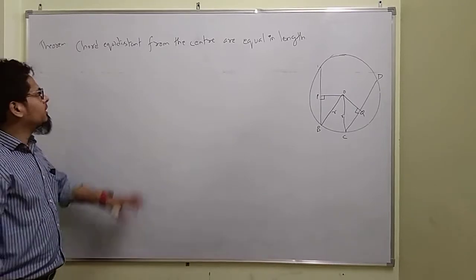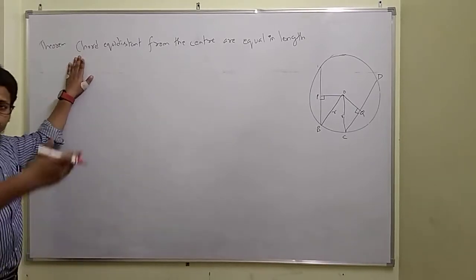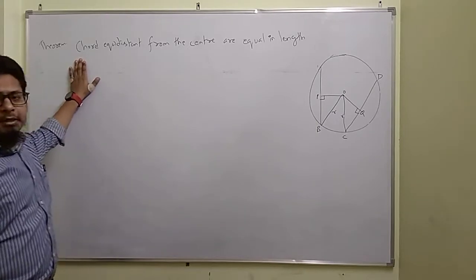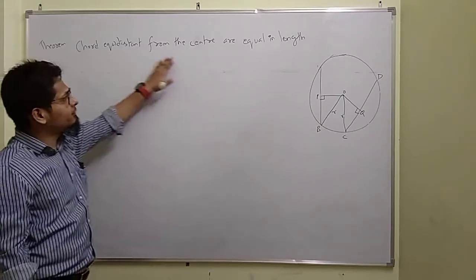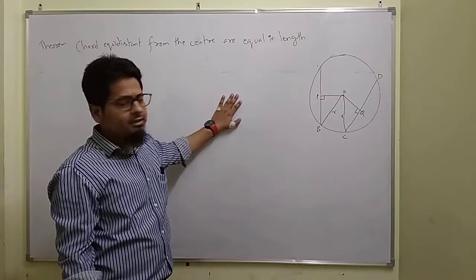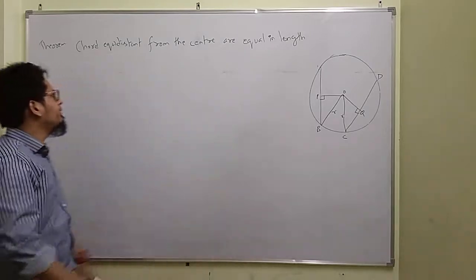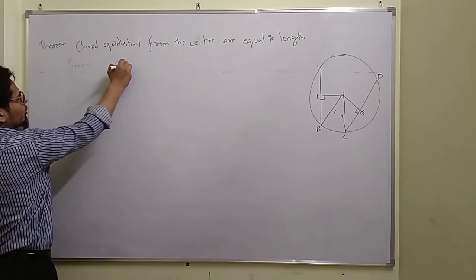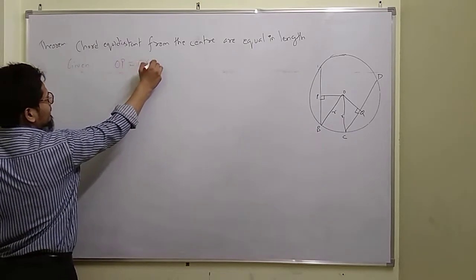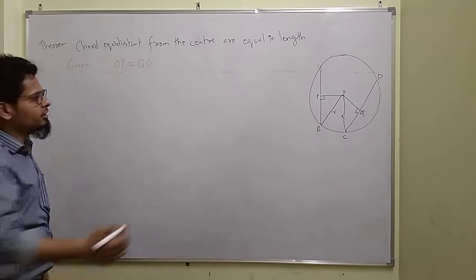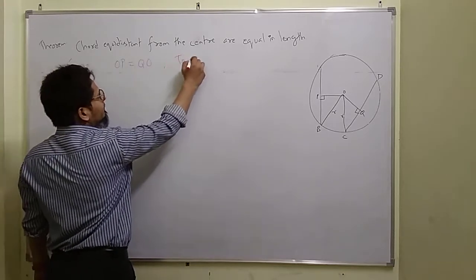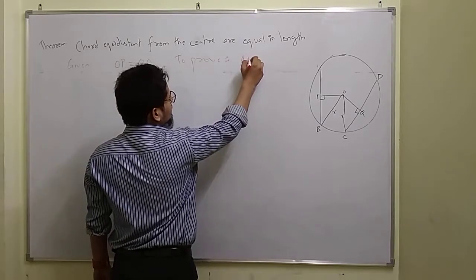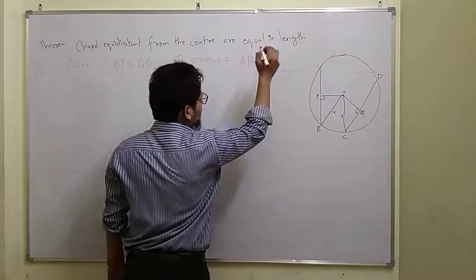Now, class, the next theorem is the converse of the first theorem, just as I explained earlier. The statement is: chords equidistant from the center are equal in length. In this one, what is the given part? The given part is OP is equal to OQ. And what is it to prove? We have to prove AB is equal to CD.